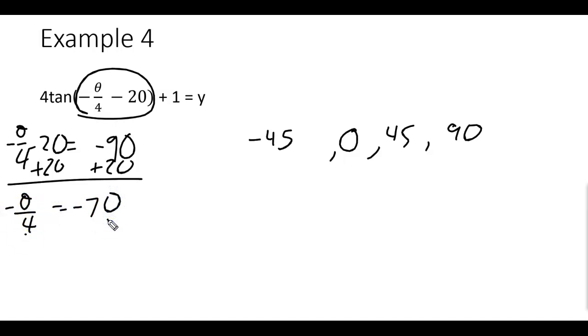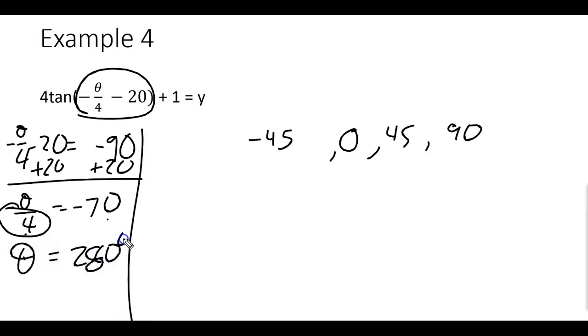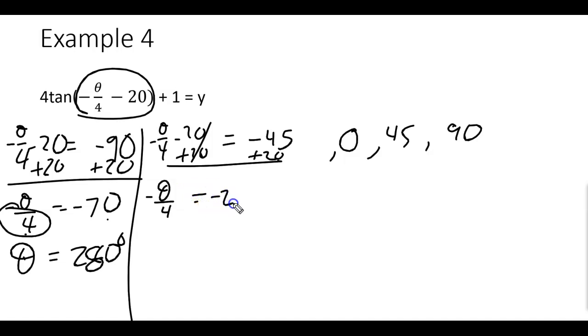Multiplying both sides by 4. Actually, multiply both sides by a -4 to cancel out that negative there. And you're going to end up with a positive 280 degrees. That's our first angle now that we will use. Let's do that here. Next one. Multiply both sides by a -4. End up with 100. After that, we use our pattern.